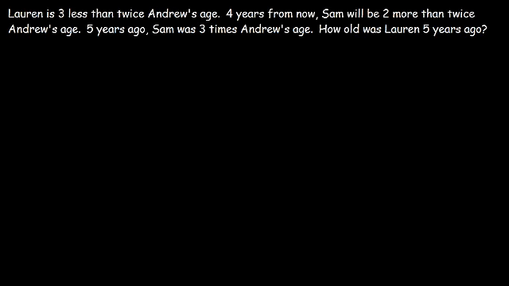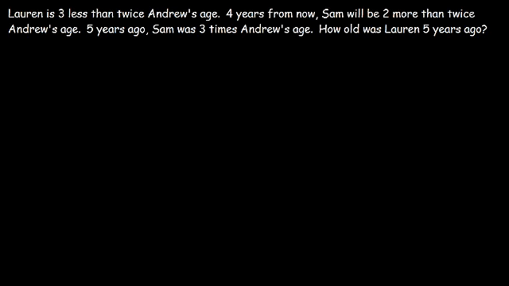Let's try another problem where we have 3 variables, or the age of 3 different people. So Lauren is 3 less than twice Andrew's age. 4 years from now, Sam will be 2 more than twice Andrew's age. 5 years ago, Sam was 3 times Andrew's age. How old was Lauren 5 years ago?